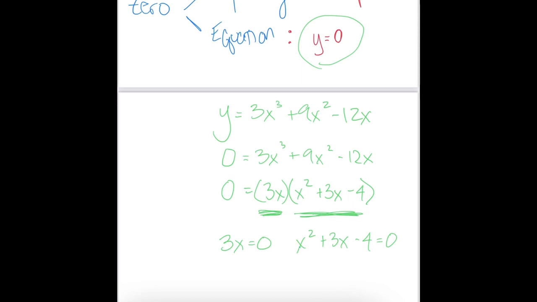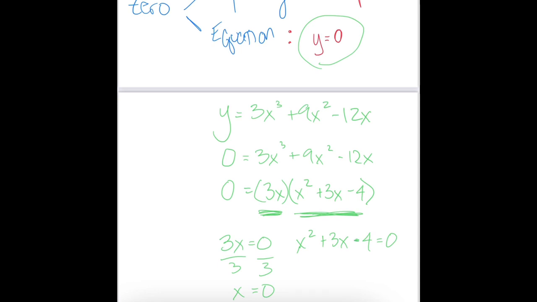So 3x is equal to 0, we'll divide both sides by 3. You have x is equal to 0. Great, we found our first zero. When x is equal to 0, the graph of this equation will cross the x-axis. It will be an x-intercept, all right? Let's see if we have any more. So we have x squared plus 3x minus 4 is equal to 0. How can I solve this?